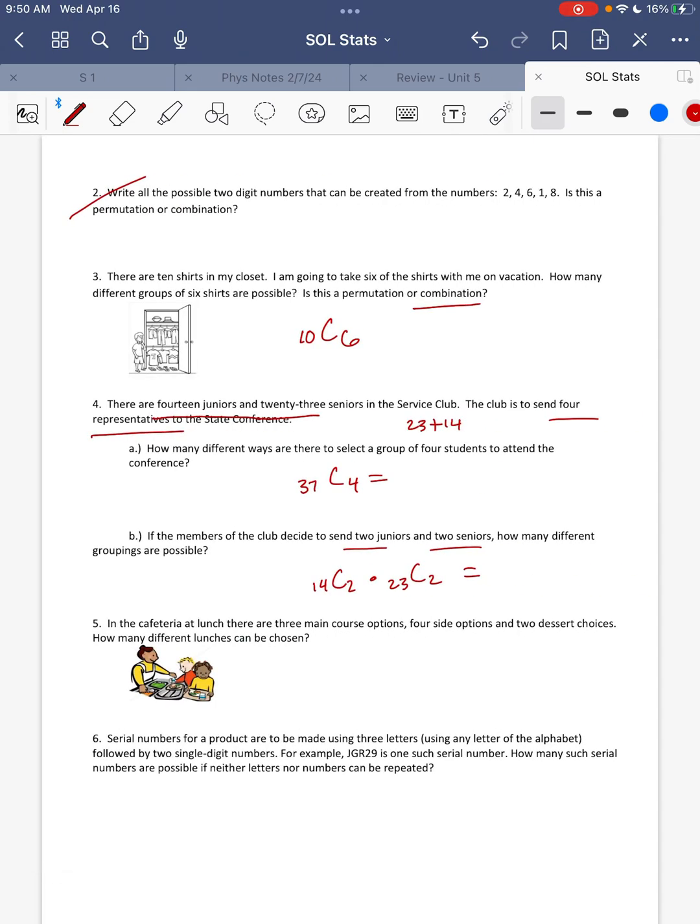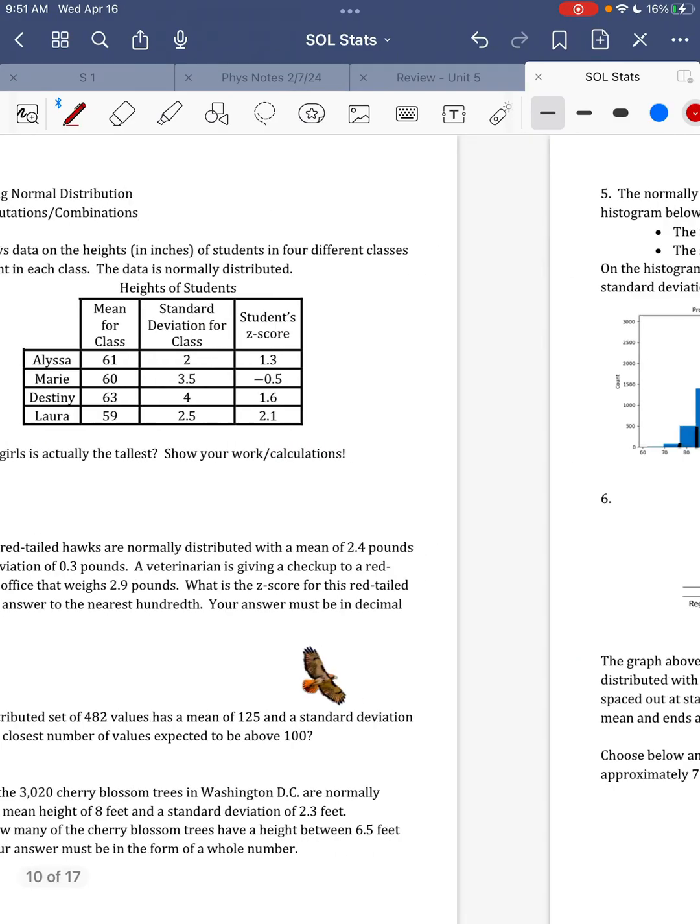In the cafeteria at lunch, there are 3 main course options, 4 side options, and 2 desserts. You can think of this the easy way: I have 3 choices, then 4, then 2. Or you can think of it like this: I have 3, I get to choose 1, times I have 4, I get to choose 1, and I have 2, I get to choose 1. Whenever you're choosing 1, if you have 3 things and you're choosing 1, that's just 3 things. And 4 choose 1 is just 4, and 2 choose 1 is just 2. All right, I think we've got enough of that.